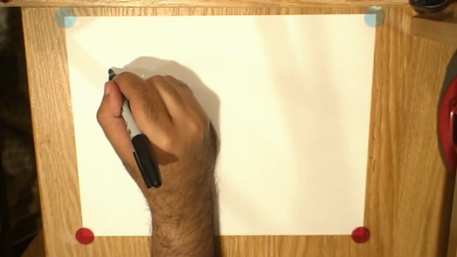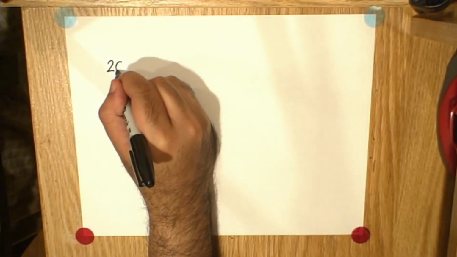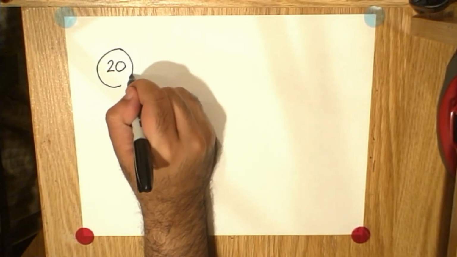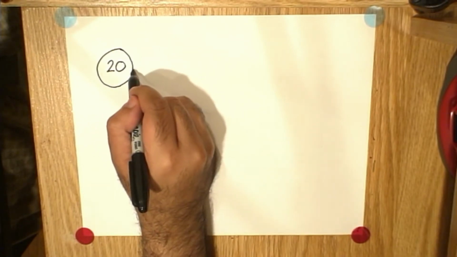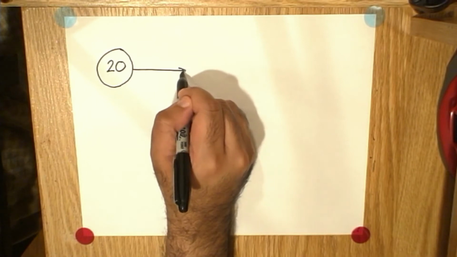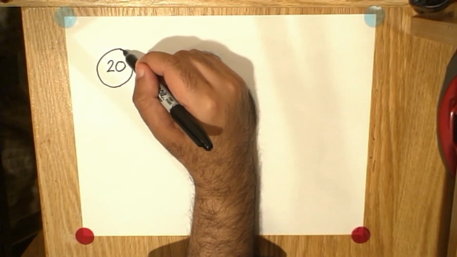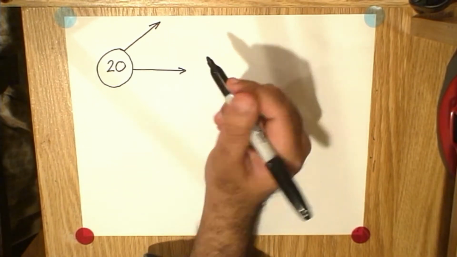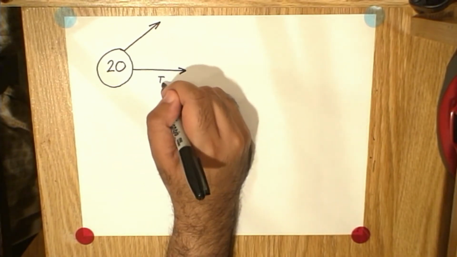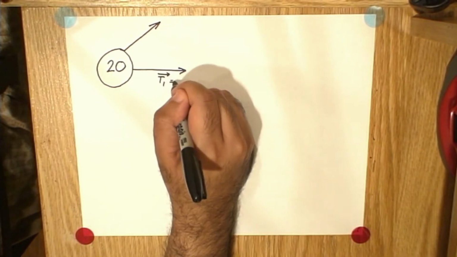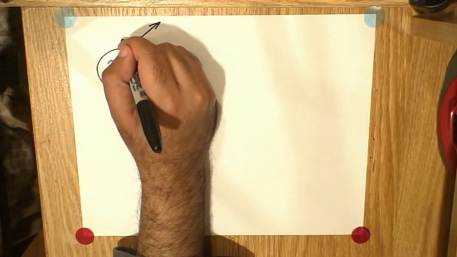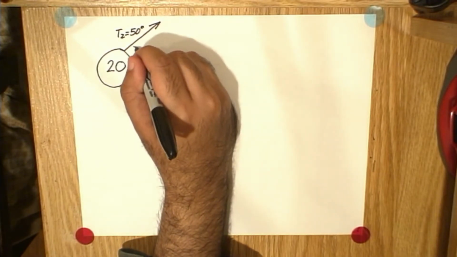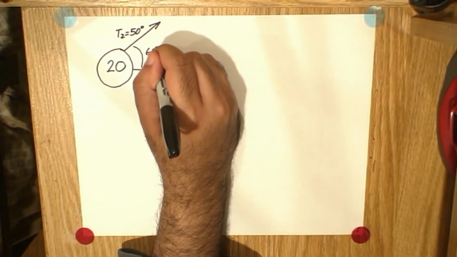In this question, we've been told that there is a 20-kilogram asteroid which is hooked up to two tethers. One pointed this way and one pointed this way. Or at least we'll visualize it like this. Each tether is providing a tension of 50 newtons, and the angle between them is 60 degrees.